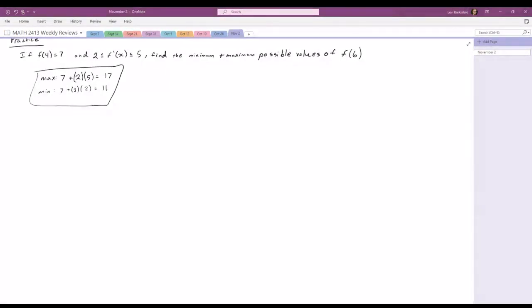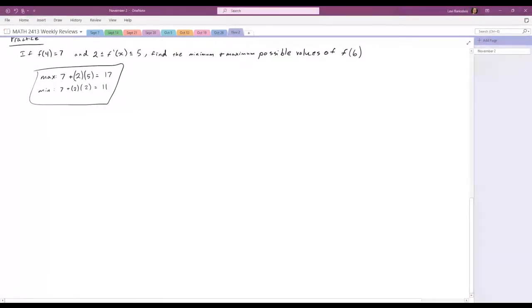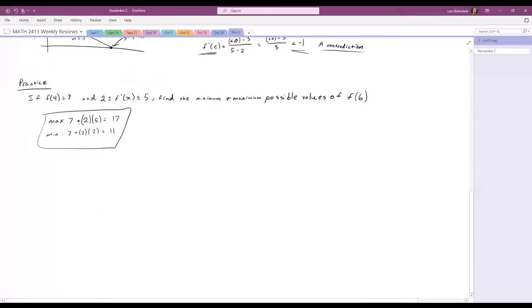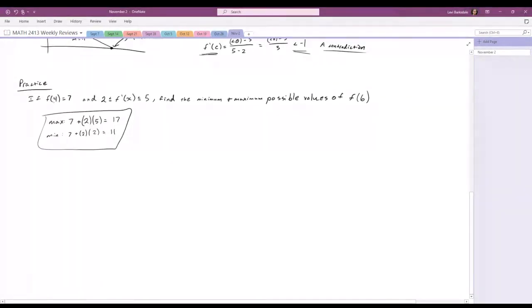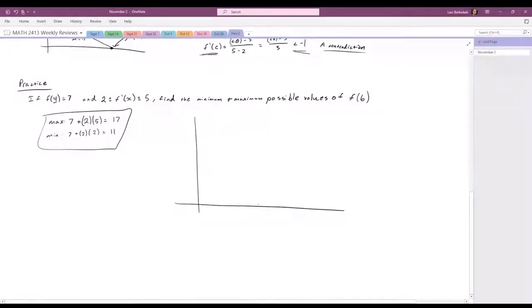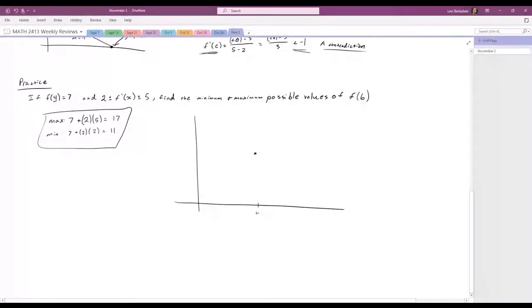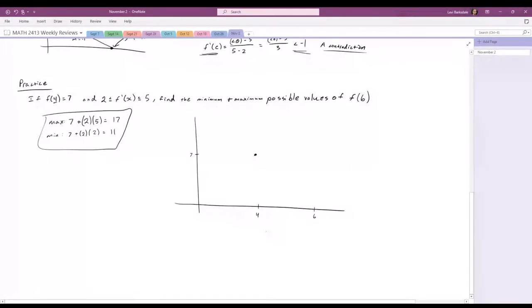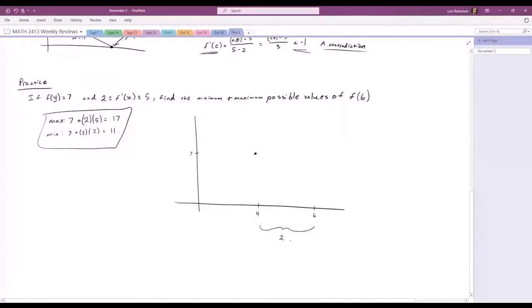Why do I multiply by 2? Okay, solid question. The reason I'm multiplying by 2 is because I am moving over by 2. So if we wanted to sketch out our picture, here's our x value of 4. Here's the y value of 7 with it. Well, at f of 6, I'm moving over 2. And my minimum slope, which corresponds to my minimum value, I'd be going up 2.